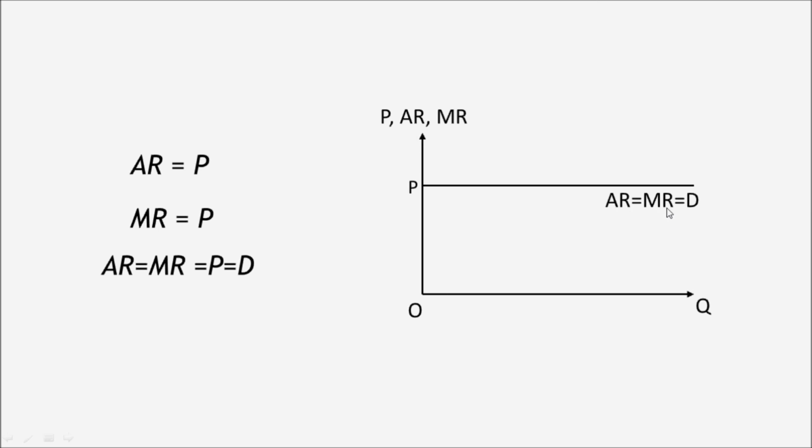Thus, under perfect competition, a single line, the price line, plays three roles: the role of the average revenue curve, the role of the marginal revenue curve, and most importantly, it is the firm's demand curve.